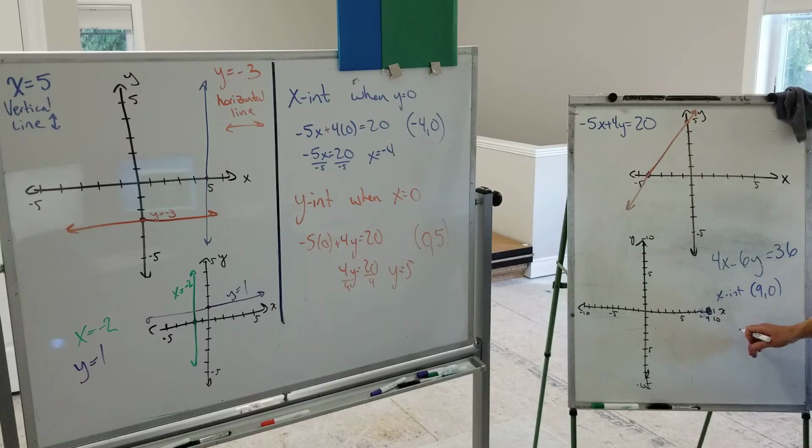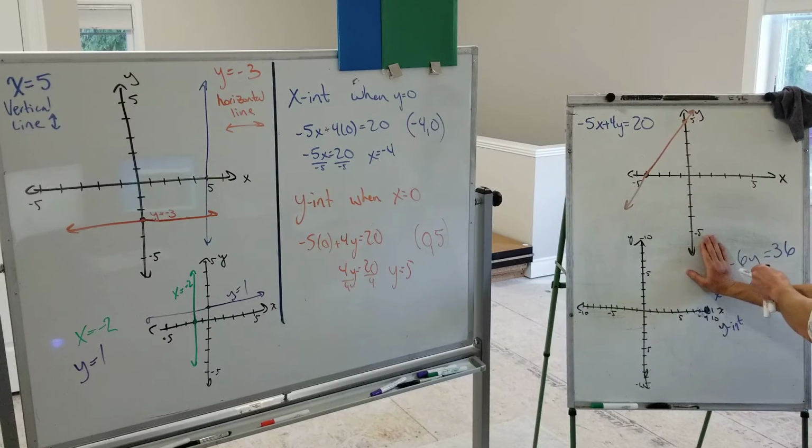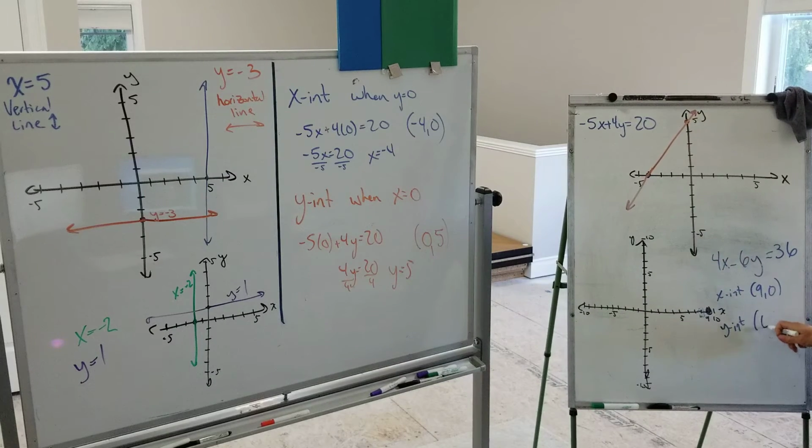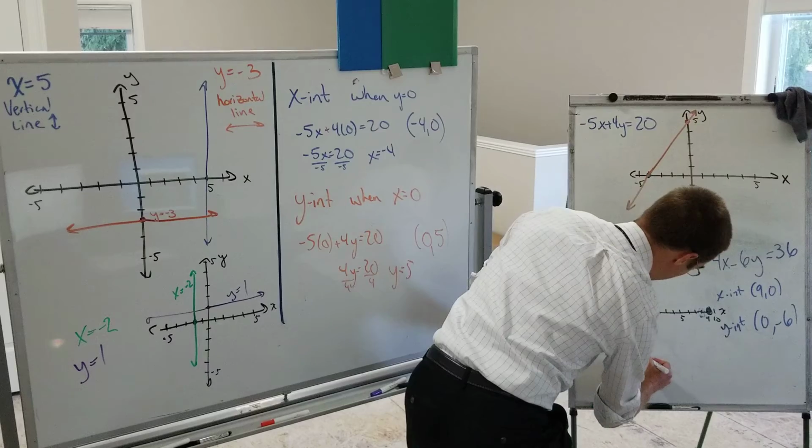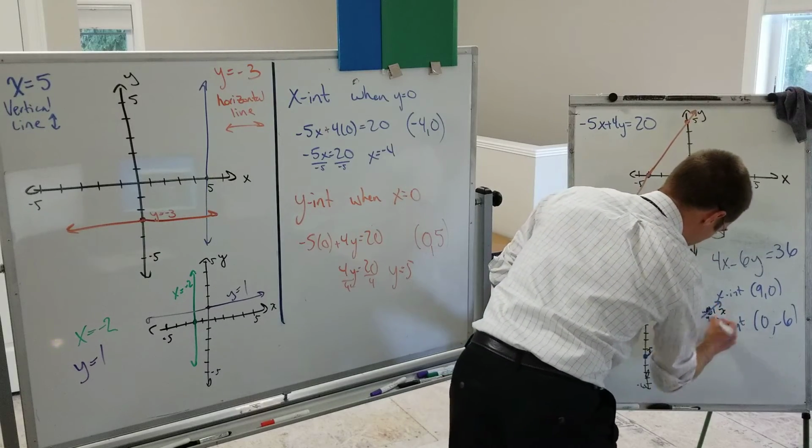And now to find my y-intercept, I'm going to cover up the x part. I get negative 6y equals 36. Divide by negative 6, I get negative 6. So I get 0 comma negative 6. That's down here. And I draw my line going through.